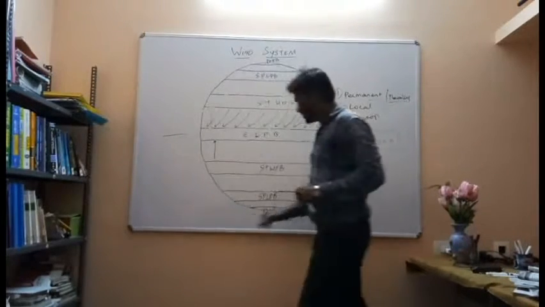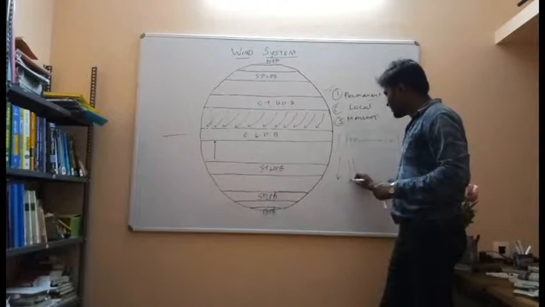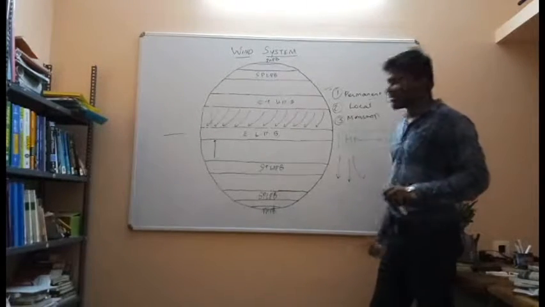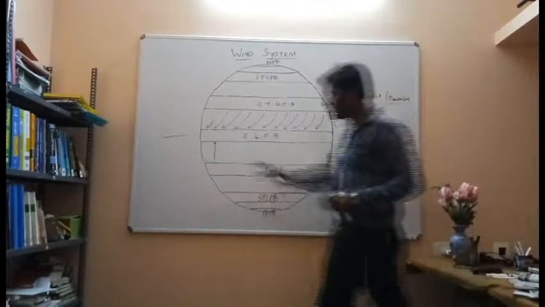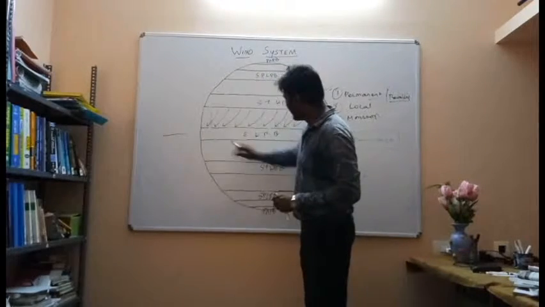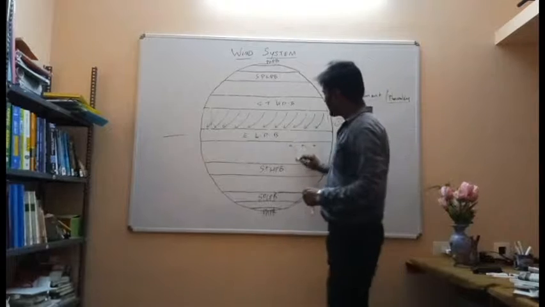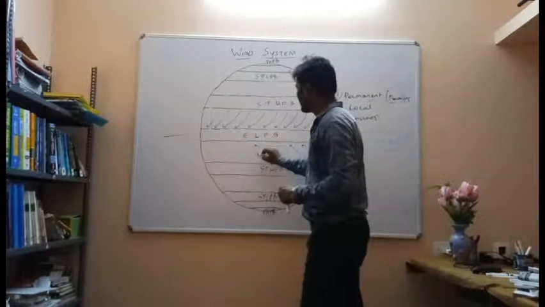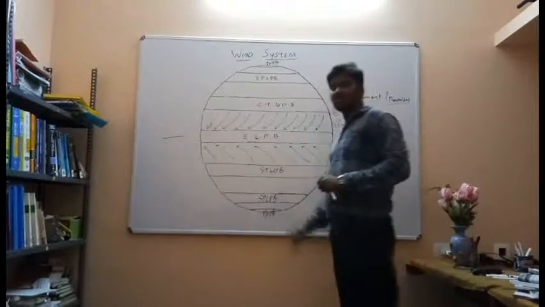So this won't blow in a straight direction. It will be deflecting towards the right and left due to the Coriolis effect. This is a deflection factor. And in the southern hemisphere, it will be deflecting towards the left, in this way.